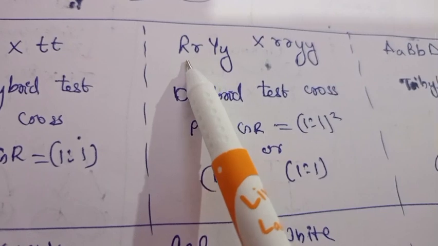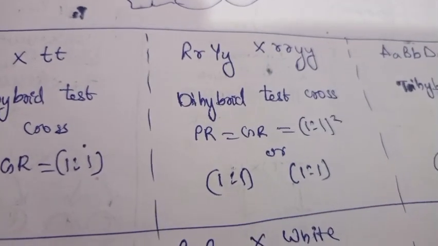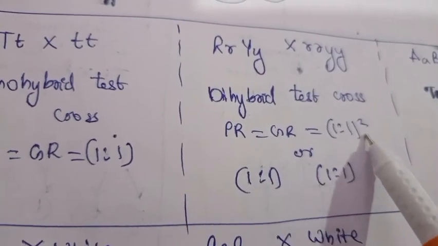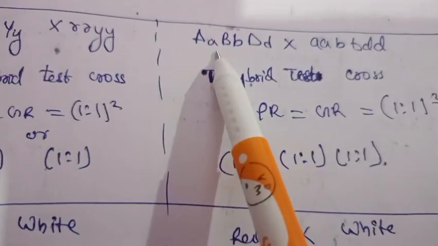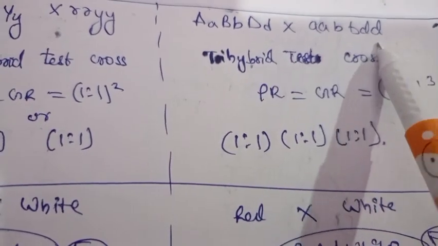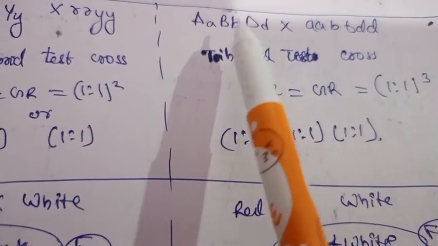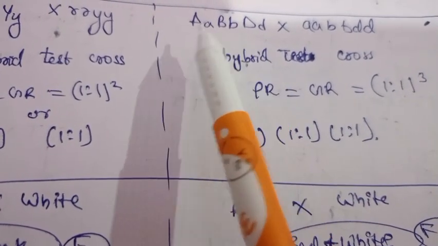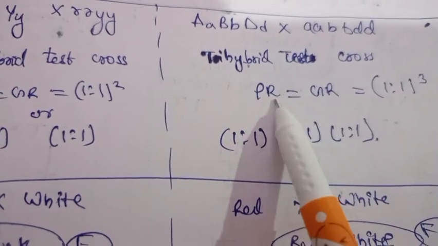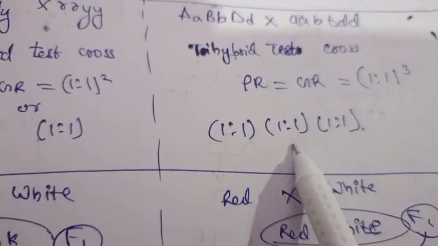This is two characters, this is one character. Dihybrid test cross: phenotypic ratio equals genotypic ratio equals 1 is to 1 whole square, 1 is to 1, 1 is to 1, 1 is to 1. Trihybrid test cross: phenotypic ratio equals genotypic ratio equals 1 is to 1 whole cube.